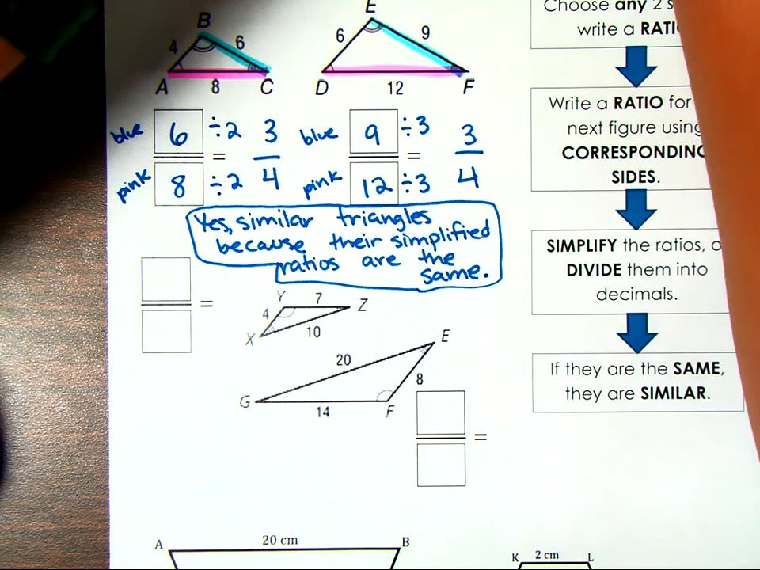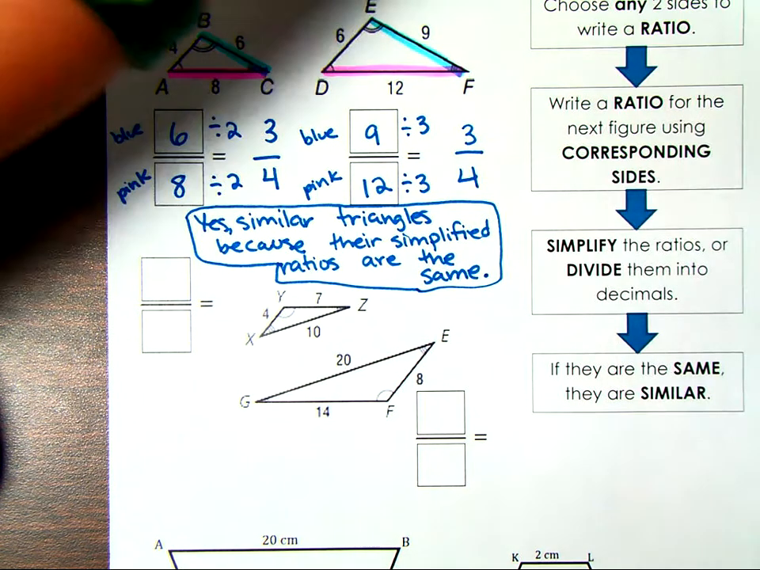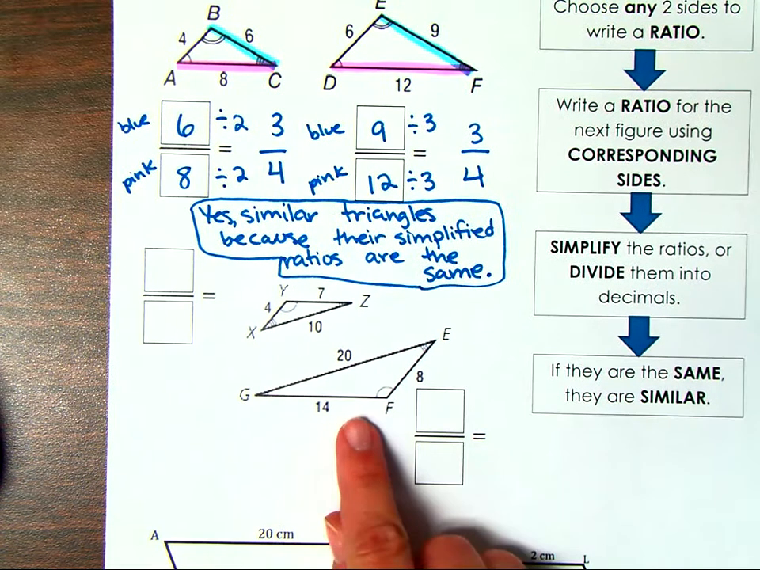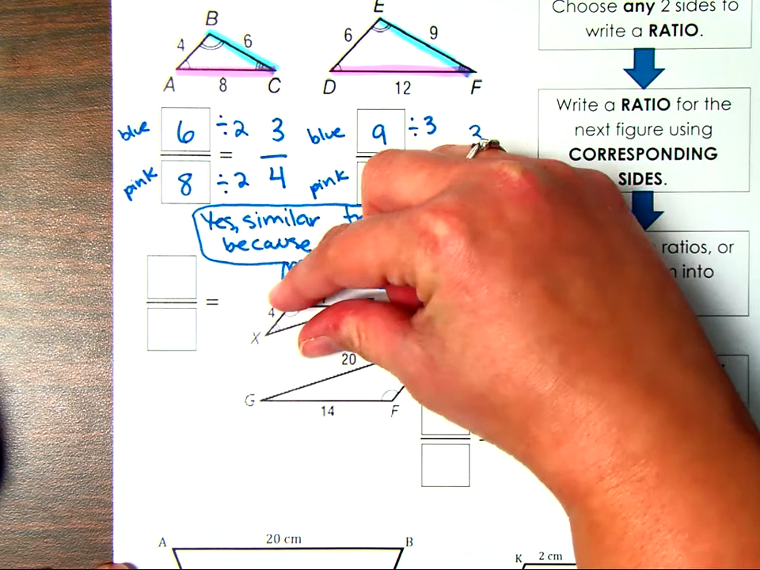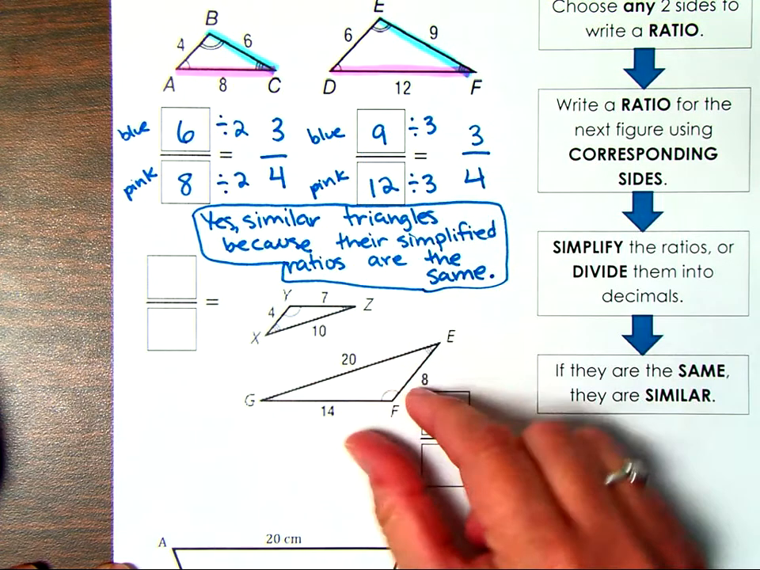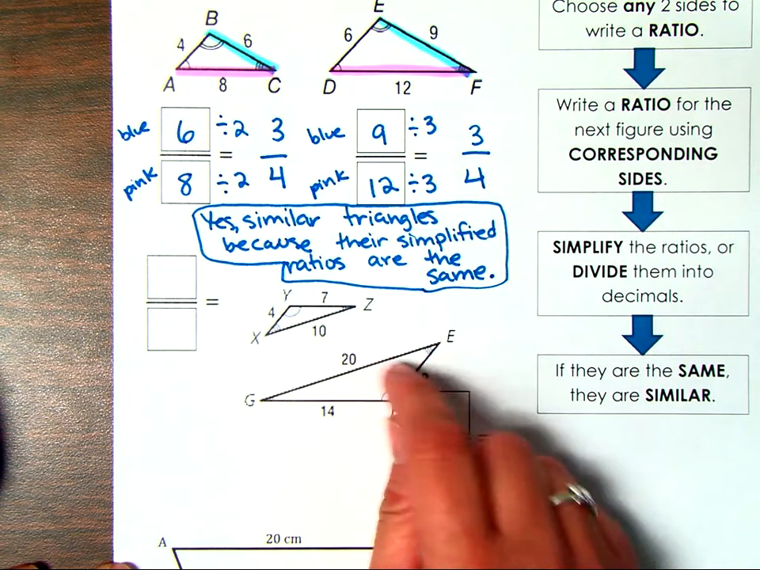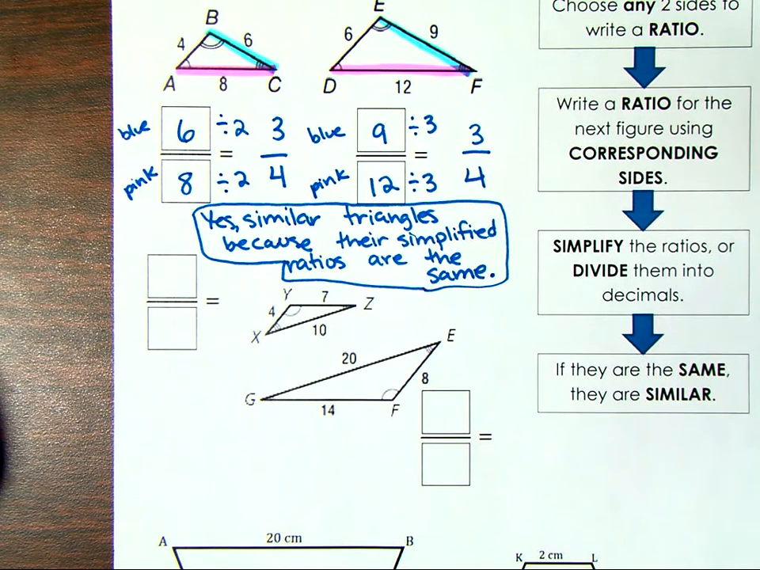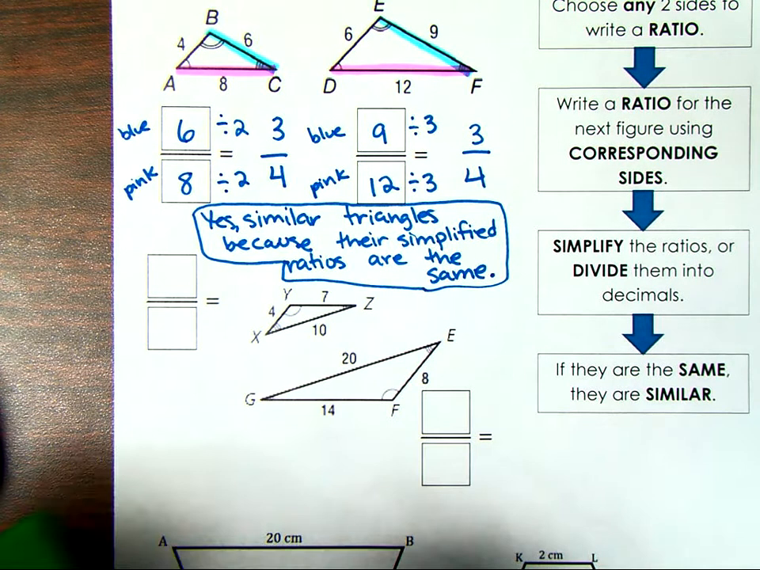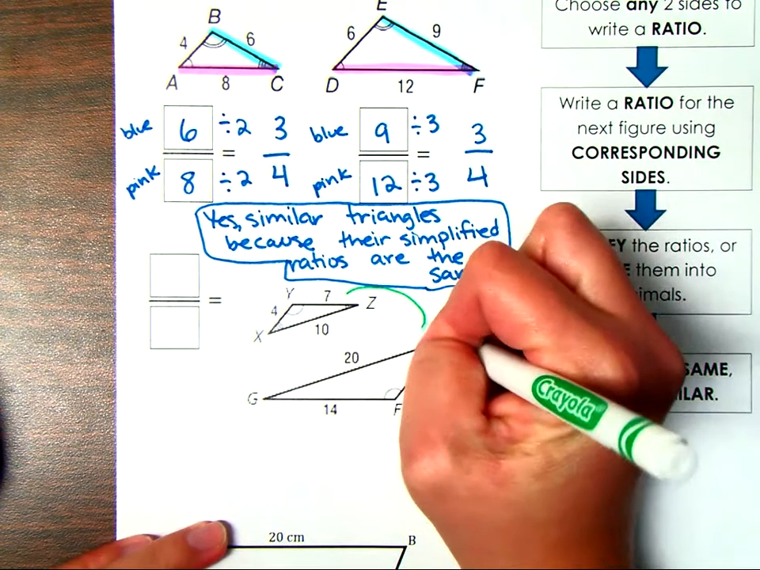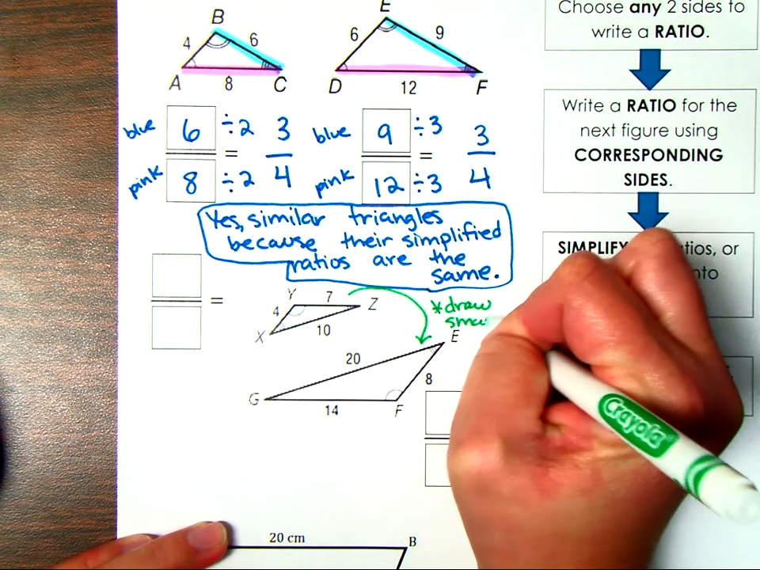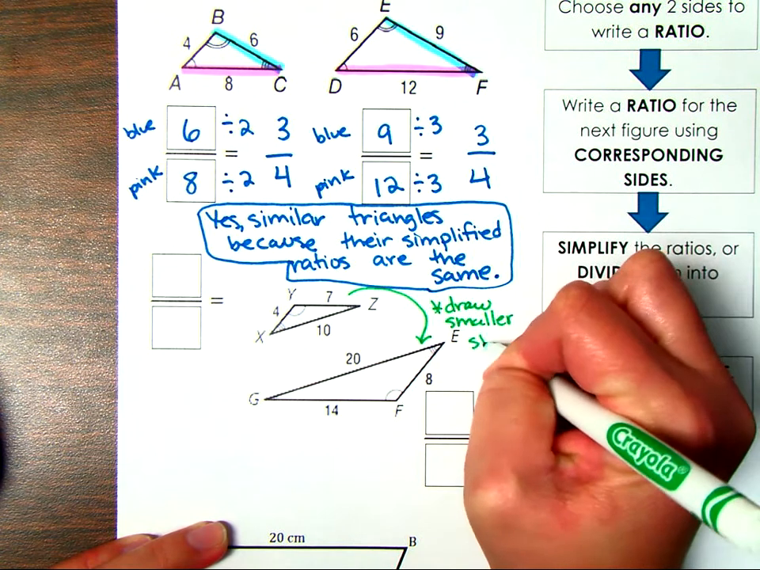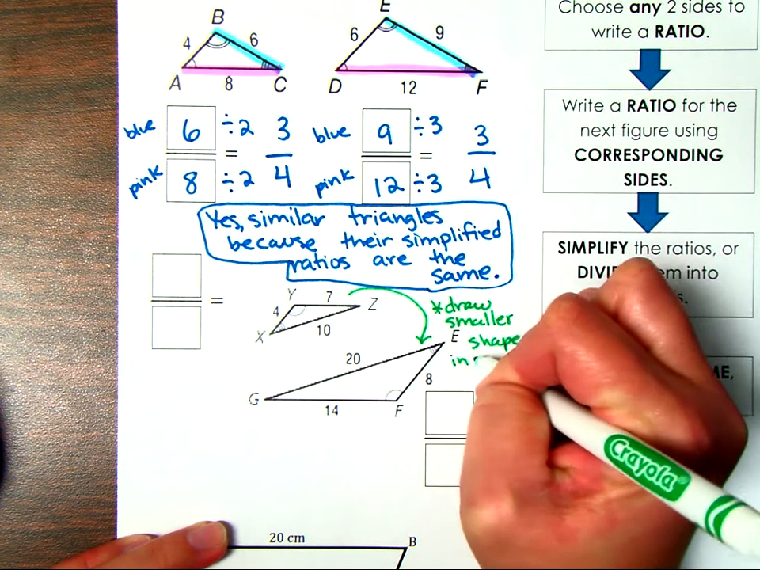All right, let's try another one. So this one, we can see that these are both triangles, but we can't tell if they're similar just yet. If we visualize taking a smaller triangle and rotating it around and drawing it inside, that's what we want to do first. I'm going to draw a little arrow, and remember to draw the smaller shape inside the bigger shape.